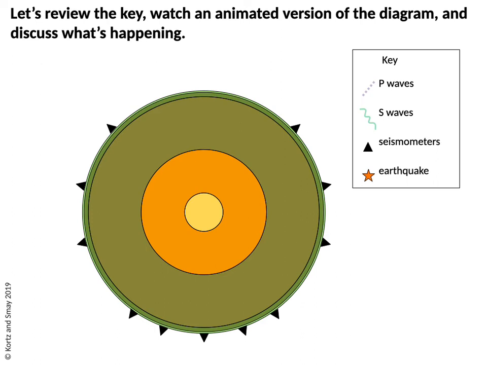So that is basically where the earthquake starts, and then we should be able to see, if we run this animation, the waves emanating out from all directions, both the S waves and P waves, and then we'll see what happens.